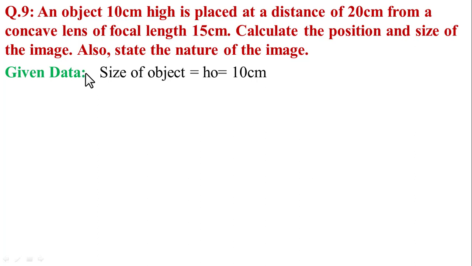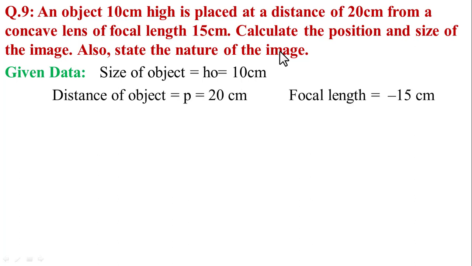In given data, size of an object is h naught, that is equal to height, so that is equal to 10 centimeter. The distance of object is p, that is equal to 20 centimeter, and it is also given the focal length of concave lens. Here the lens is concave, so focal length is negative. Then focal length f is equal to minus 15 centimeter.